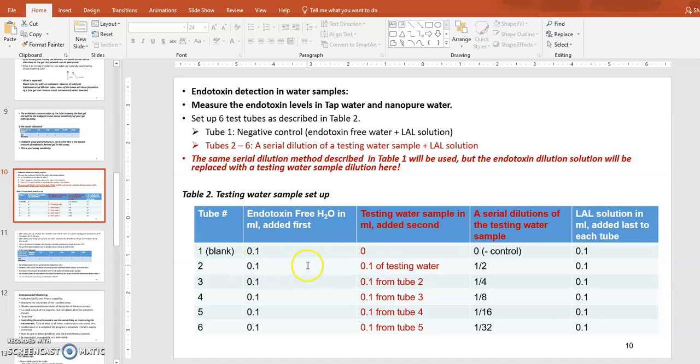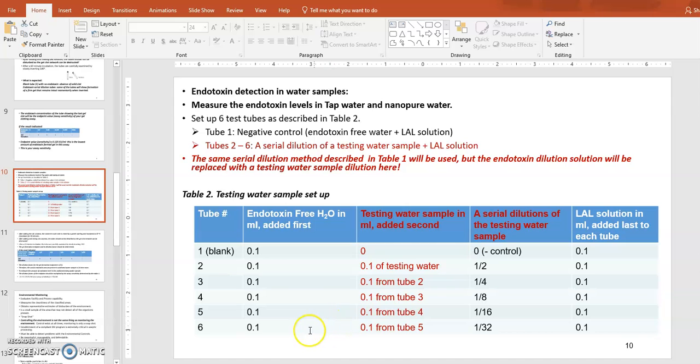To the first tube, maybe tube number 2, add the same volume, 0.1 mL of the testing water sample. Mix it up and then transfer 0.1 mL to the next tube, after changing the pipette tip, of course. Pipette up and down, mix, change the pipette tip and transfer to the next tube. Then pipette up and down, mix them together, change the pipette tip and transfer.